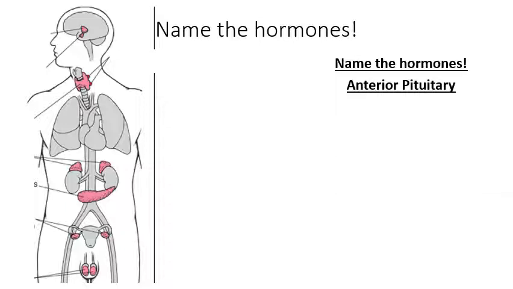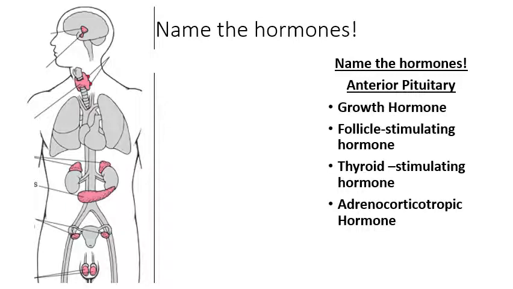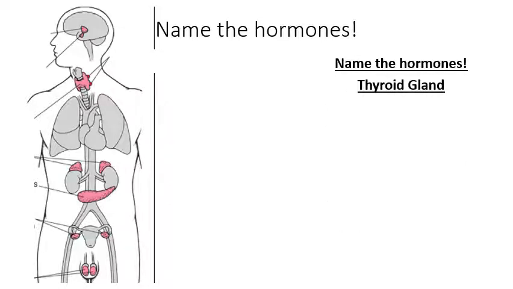Can you name all the hormones produced by the anterior pituitary gland and what they do? Here's the answer. So we have growth hormone, follicle stimulating hormone, thyroid stimulating hormone, and adrenocorticotropic hormone. Okay, what about the thyroid gland? Thyroid hormone and calcitonin. What about the parathyroid gland? Parathyroid hormone. Pancreas.